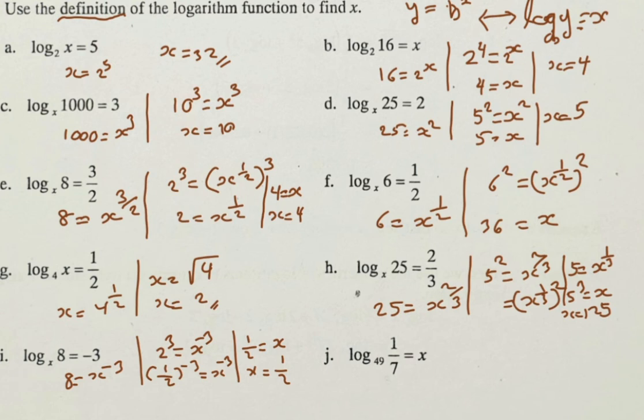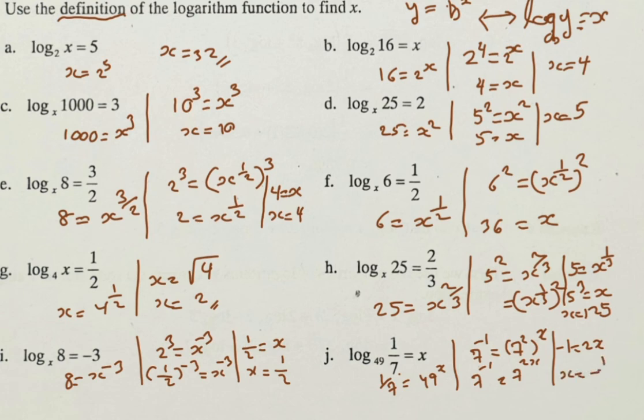J, 1/7 is equal to 49 to the power x. Make the same base. So 1/7 is an exponent: move 7 up, negative 1. 49 is 7 squared, to the power x. This is 7 to the power 2x, and 7 to the power negative 1. So the same base, the same exponents. So x is negative 1/2.